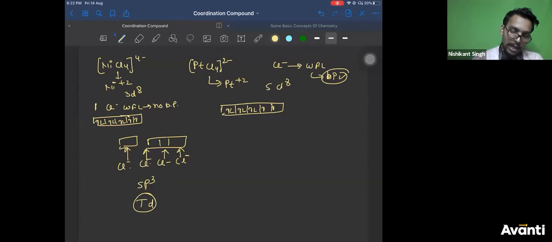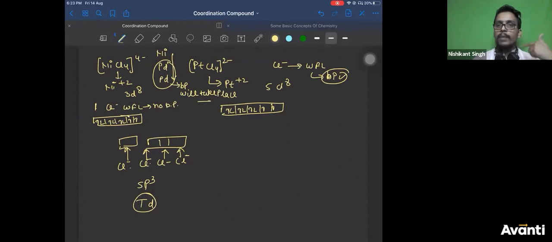Why? Because I have just now told you nickel, palladium, platinum. As you go down the group, delta O increases. Delta O means the tendency of back pairing also increases. So here back pairing will take place. So for heavier metals, the same factor is applicable for back pairing which is applicable for delta O.